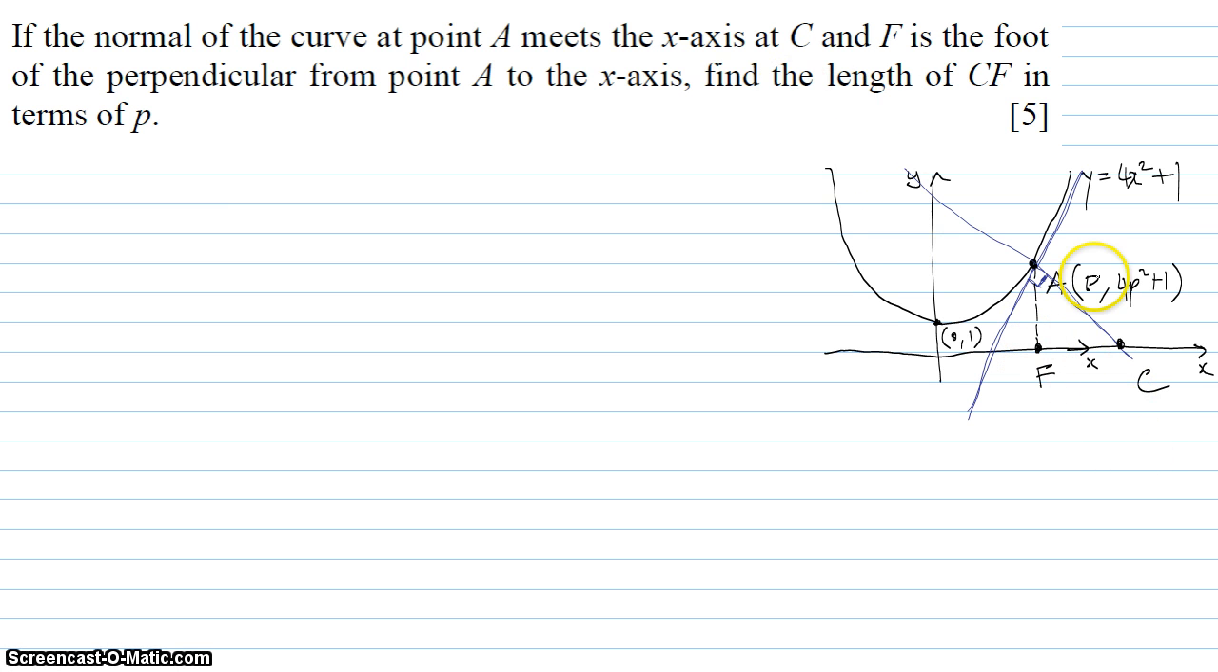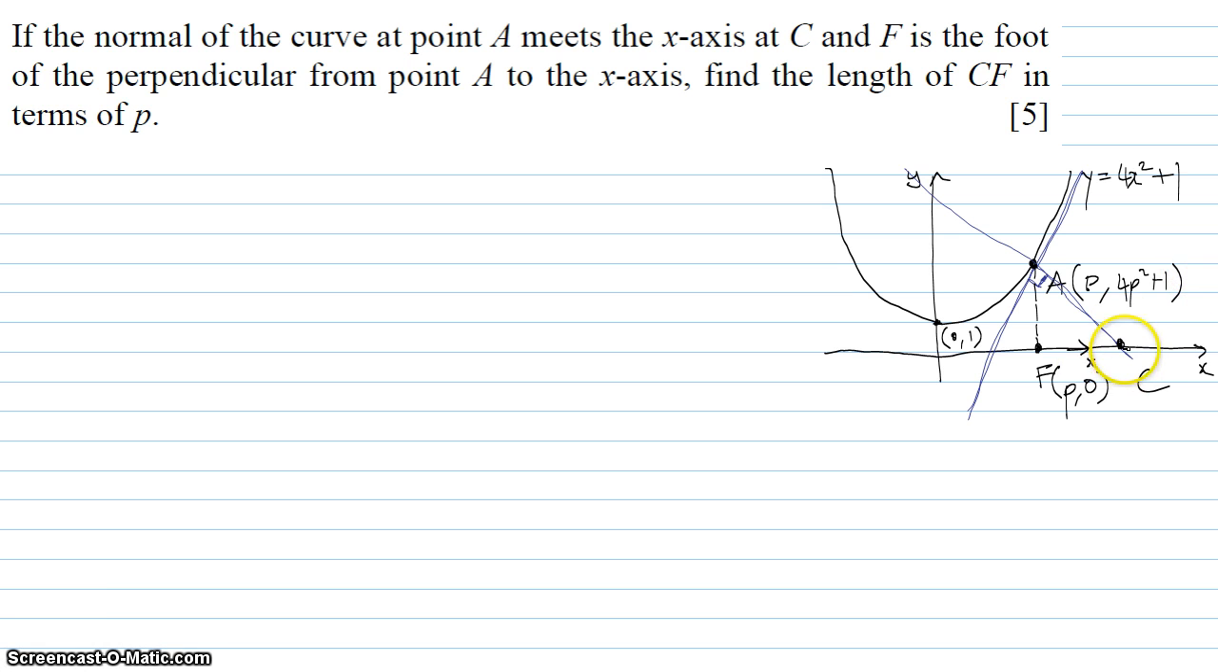Find the length of CF in terms of p. Well, okay, I can do this, but what do I need to know? I need to know the coordinates of F and the coordinates of C. Now, the coordinate of F is actually quite easy. It has the same x value as A, right? But it's on the x-axis, so the y value is 0. So I can say straight away that the x value will be p, and the y value will be 0. So I know F already.